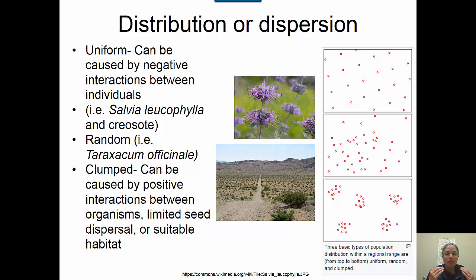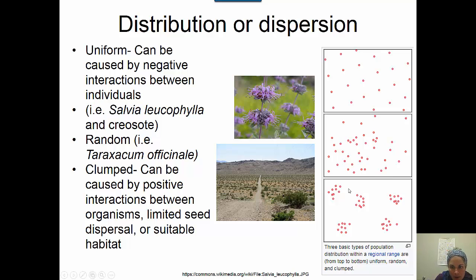So there's such limited amounts of water and nutrients in these arid soils that it's really difficult for two creosote plants to grow in close proximity to each other. They compete too strongly for limiting resources, and as a result, the ones that survive tend to be pretty far from each other, and we see this uniform distribution as a result of that strong competition.